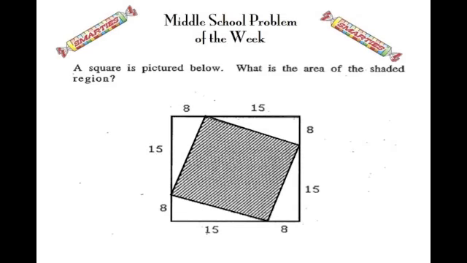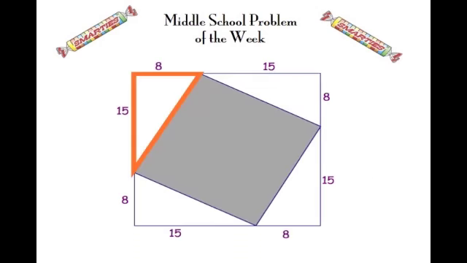In this week's problem, we're looking at a square that has a shaded region inside, and our job is to find the area of the shaded region. Well, the beauty of this problem, it can be solved several different ways. Way one is to notice that the four corners of the square show right triangles that have legs of 8 and 15.